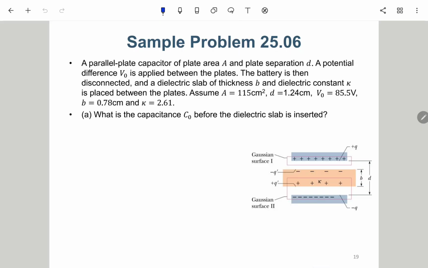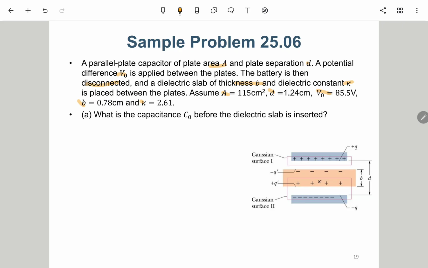Okay, so here we have another sample problem to wrap up this chapter. Here we have a parallel plate capacitor. The area is capital A, and the plate separation is D. The potential difference V0 is applied between the plates. The battery is then disconnected, and a dielectric slab of thickness B and dielectric constant kappa is placed between the plates. Assume we have all these values: A, D, V0, B and kappa.